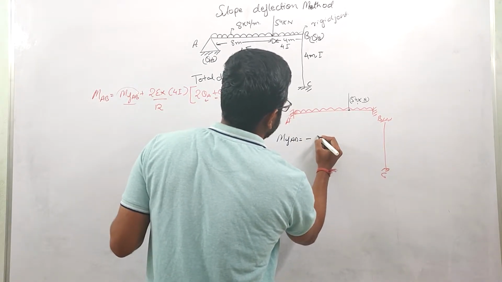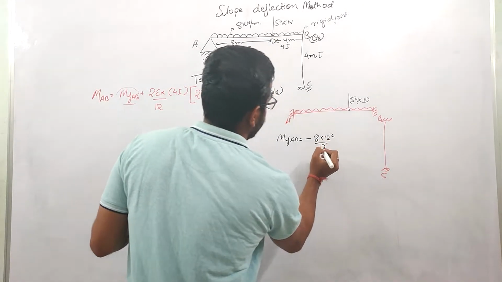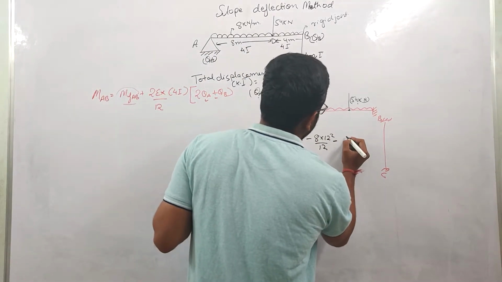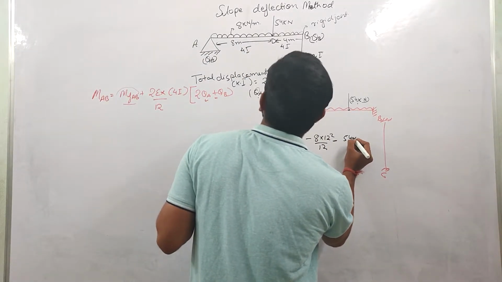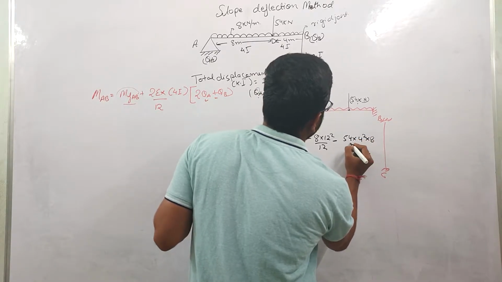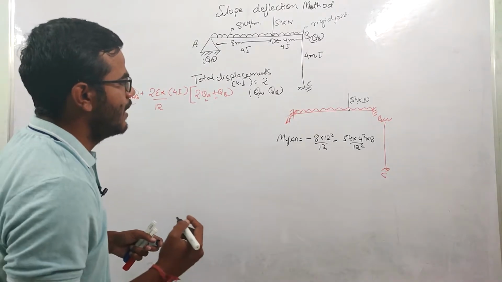So MFAB due to this UDL will be anti-clockwise, and the value will be 8 into 12 square divided by 12. Plus, due to this point load it will be anti-clockwise at A, so the value will be 54 into 4 square into 8 divided by 12 square. So this is the value of MFAB.